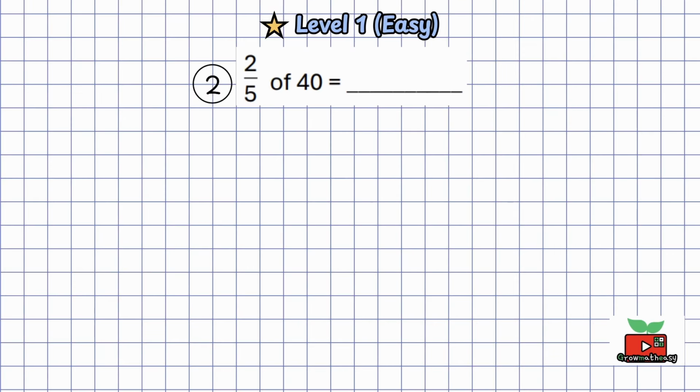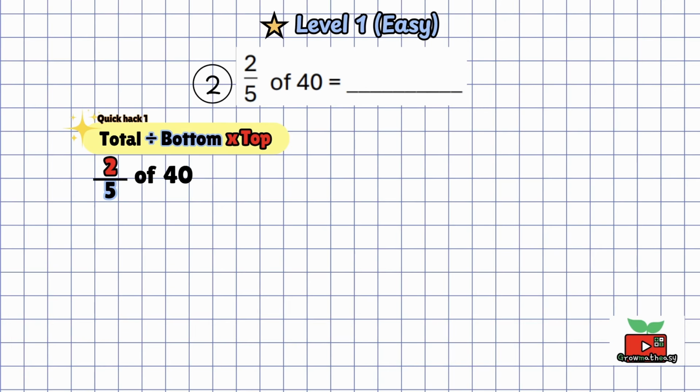Let's start with quick hack 1. To find 2/5 of 40, we divide the total 40 by the bottom number 5. Then we multiply by the top number 2. So 40 divided by 5 is 8. And 8 times 2 gives us 16. So that means 2/5 of 40 is 16.